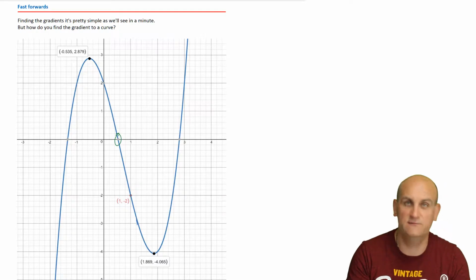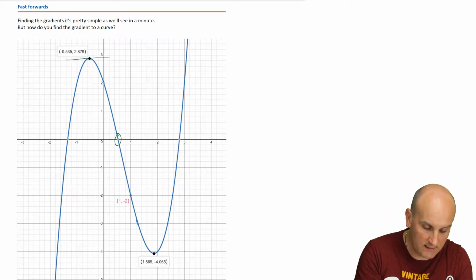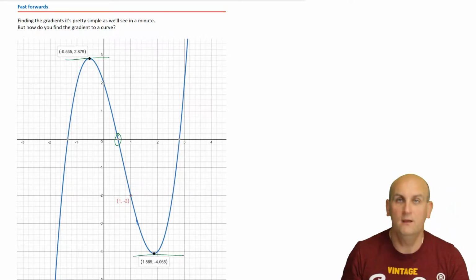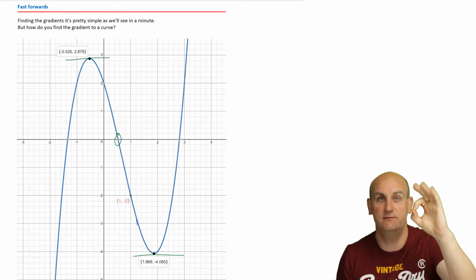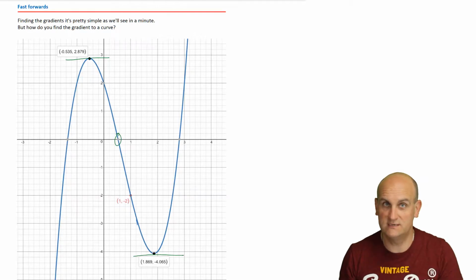Now, obviously, I asked for that point there, but what about the gradient here? And what about the gradient here? Well, hopefully you already know that, because the gradient of a straight line or a horizontal line should be 0. And what do you notice about each of the points I've highlighted? They are maximums and minimums of curves.